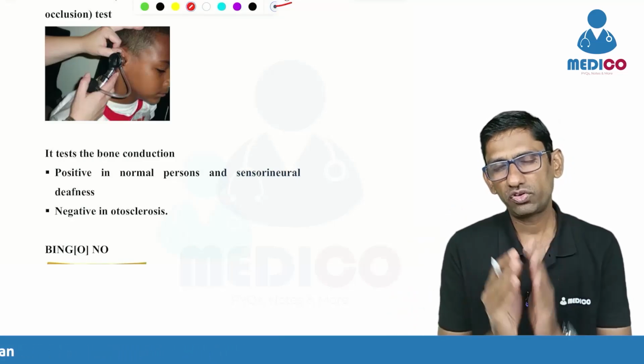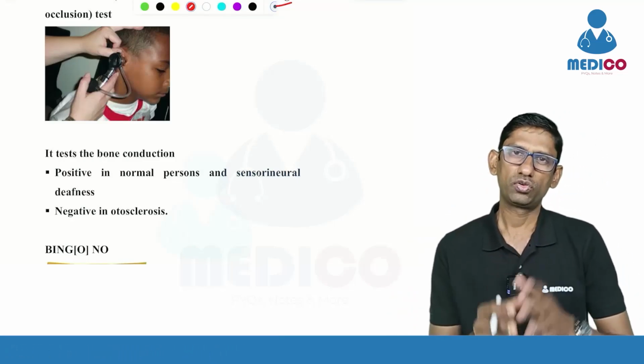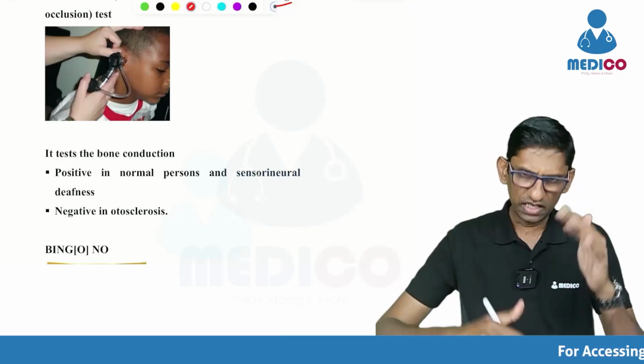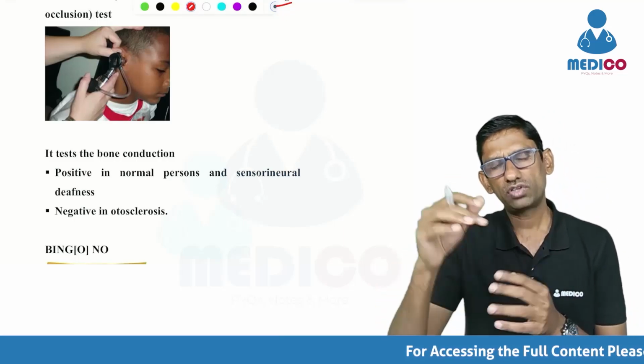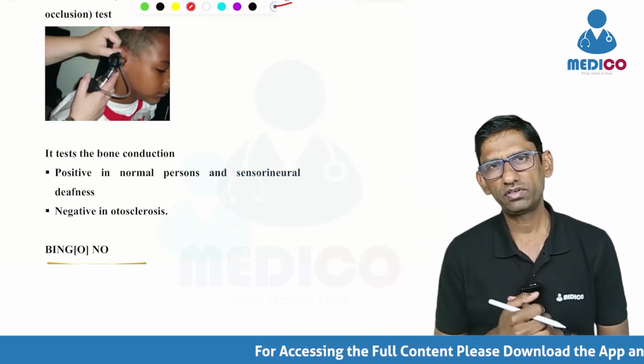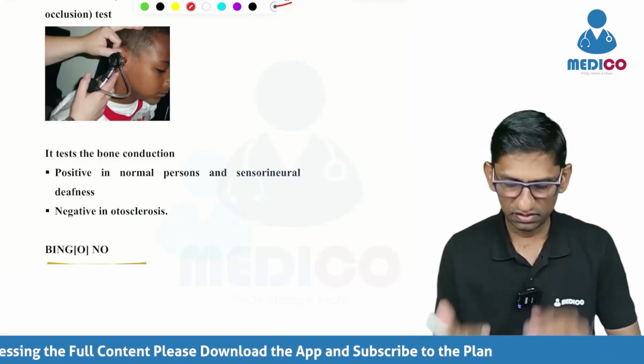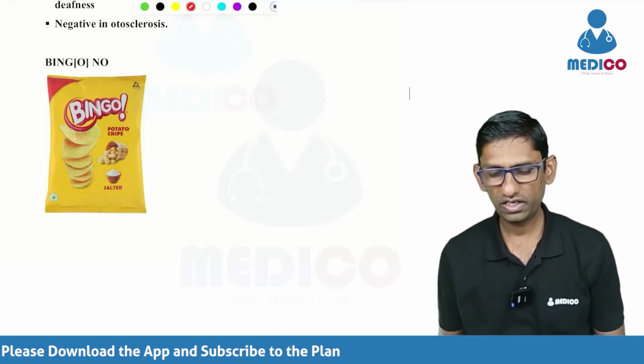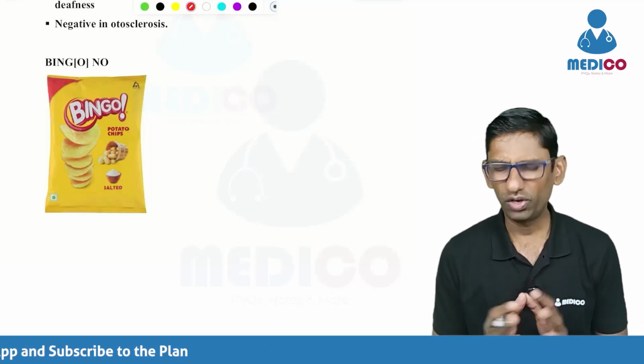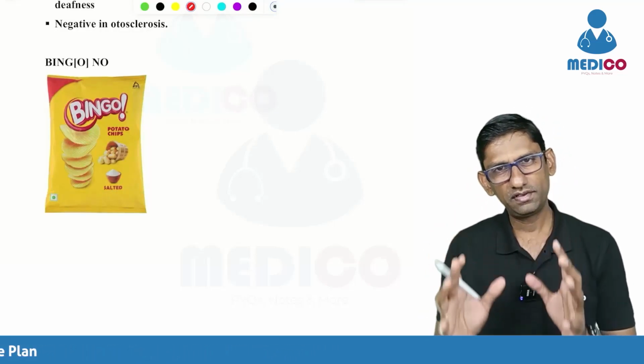So this is the inference of Gelle's and Bing's tests. There will be a change in intensity of the sound for the patient in case of normal hearing and sensorineural hearing loss, and in a conductive hearing loss patient, there won't be any change. This is the mnemonic I have given, a chips packet, a bingo, nothing official or anything.